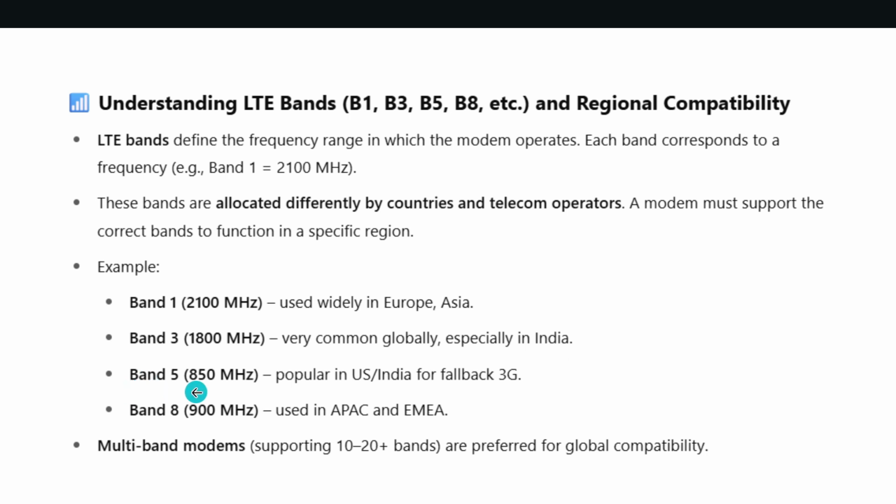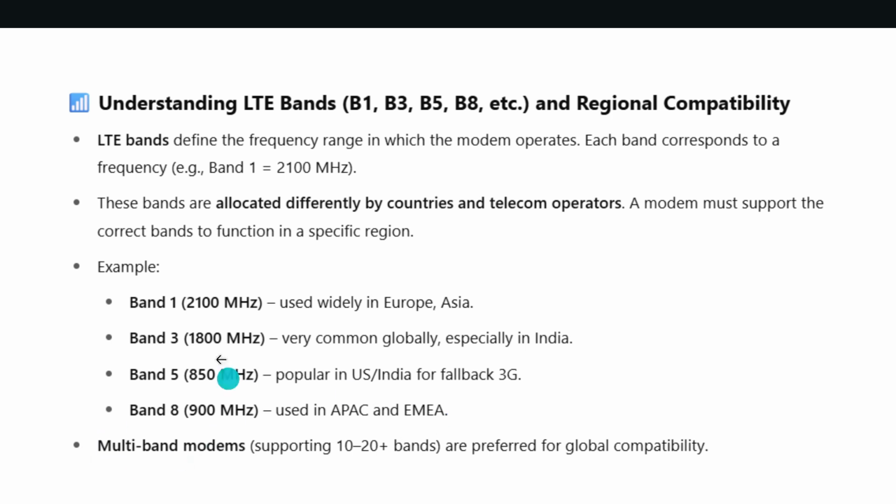We have band 5, which is 850 megahertz. This is popular in the US and also in India, for fallback for your 3G. So there are modules that can do a fallback whenever a 4G network is not available. It can fall back to 2G as well as 3G. And band 8, which is 900 megahertz, is used in Asia Pacific and also in Europe, Middle East and Africa.